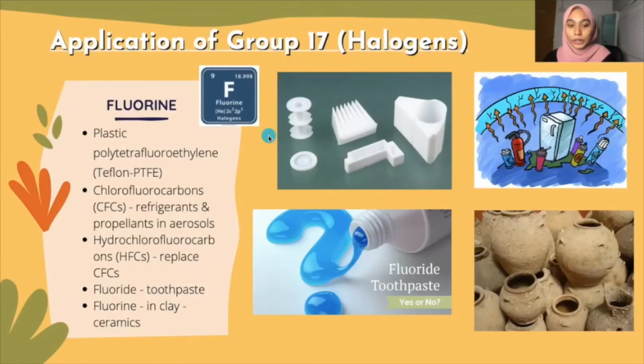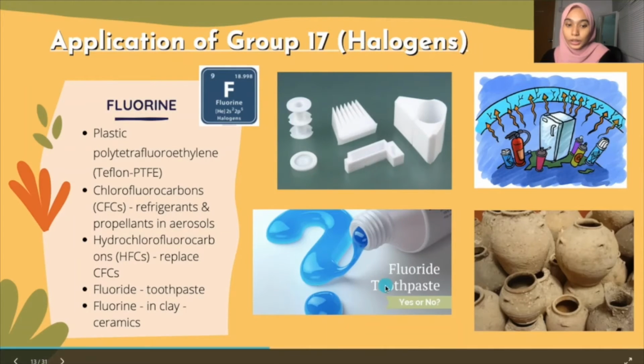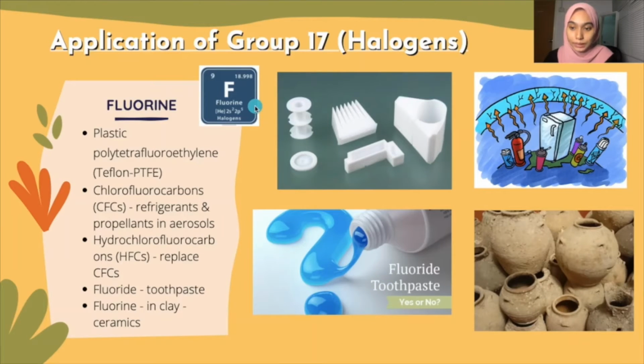Today I'm going to present about the application of group 17, which is halogens. Okay, the first element of halogens that I'm going to present is fluorine.